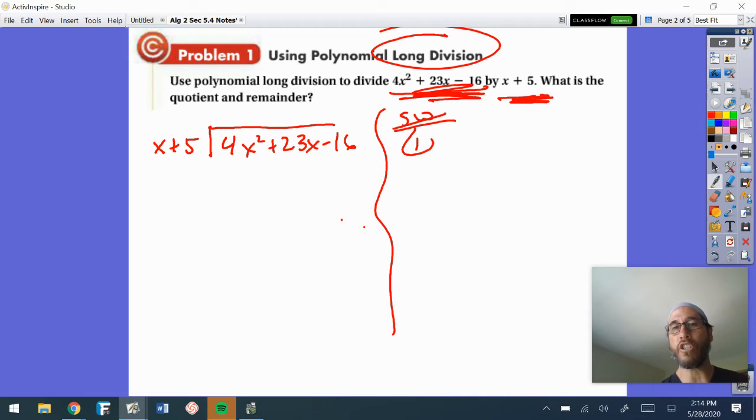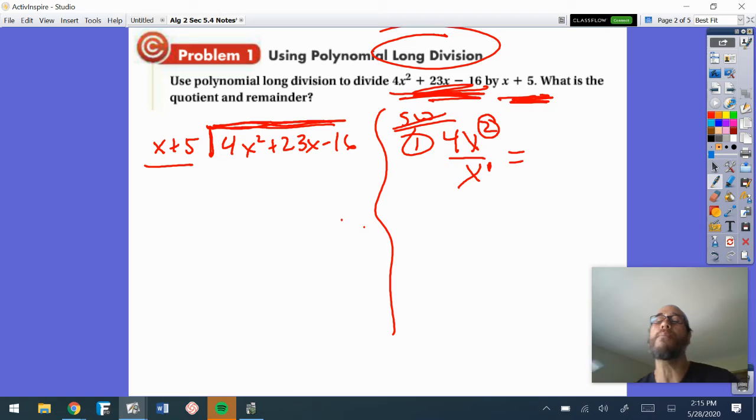And we're going to start our cycle. Here's cycle 1, okay? And we're going to divide the very first thing underneath the roof. What's the first thing underneath the roof, or the first term underneath the roof? It's 4x squared. And we're going to divide that by the first thing on the outside, or the first thing of the divisor. And the first thing there is x. And as long as this degree is bigger than or equal to this degree, then that means we just keep on with the process. Okay, and 4x squared divided by x would be 4x.